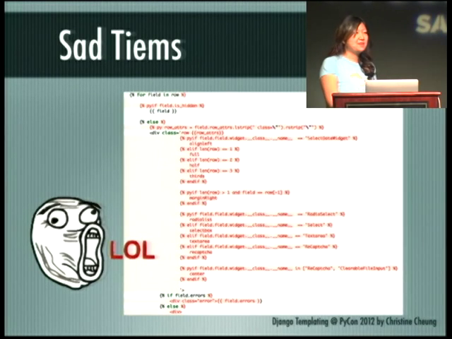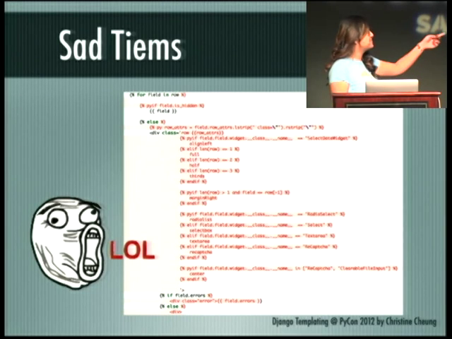Here's an example of an atrocious tag. So, I mean, this is like 15 lines just to show output one class. Someone wrote a template tag called py to do Python logic, and it looks ugly and gross.